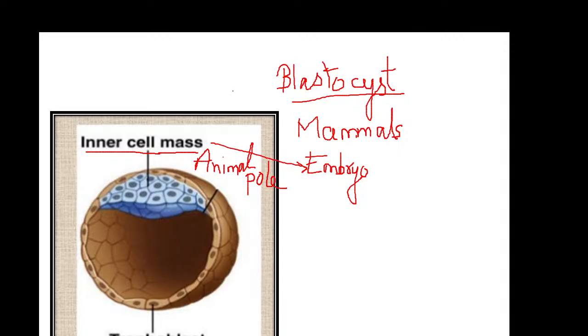Inner cell mass gets differentiated to form the embryo proper of the organism, and the outer single layer of cells, this single layer of cells you can see here, is known as trophoblast. The single layer of cells which lines the blastocyst is called trophoblast, and the mass of cells which is found at the animal pole is called the inner cell mass.